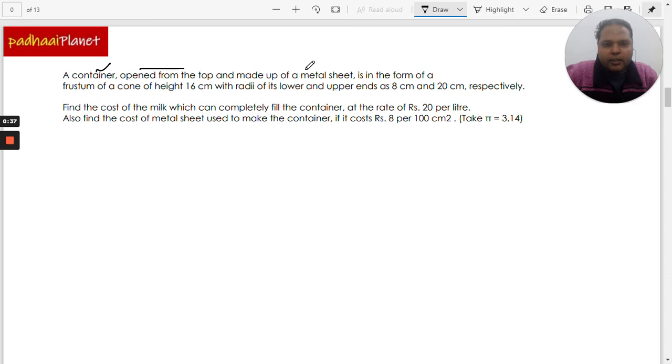The question says that there is a container that's open from the top and made up of a metal sheet, in the form of a frustum of a cone. The height is 16 centimeters and the radii are 8 and 20 centimeters respectively. So let's write what we have here. We are given h, that is 16 centimeters, and the radii r1, that is 8 centimeters, and r2, that is 20 centimeters.